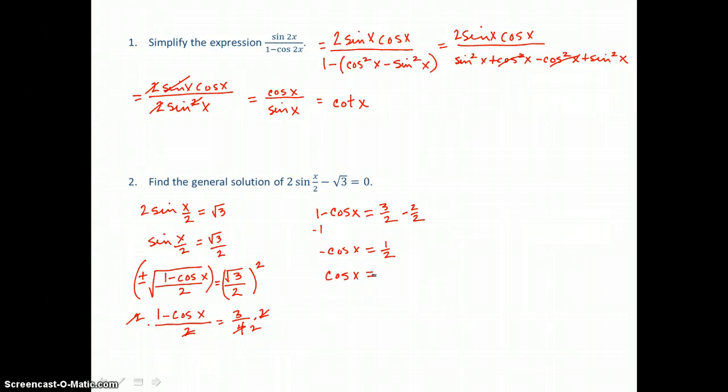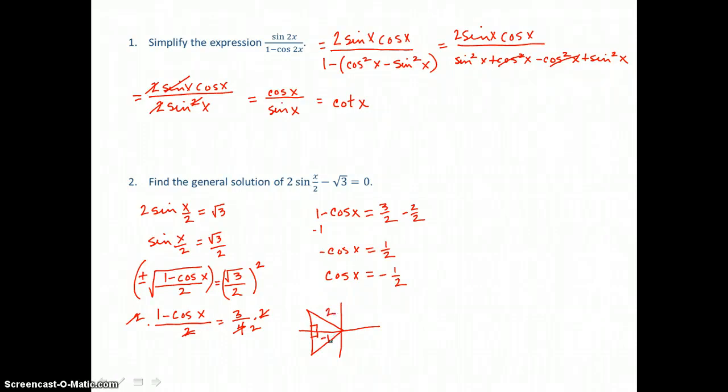So that cosine x is equal to negative 1/2. And now when I go to the coordinate plane, I'll ask where is the cosine negative, and that's going to be in the second quadrant and the third quadrant. So labeling that triangle in the second quadrant, cosine of x is adjacent over hypotenuse.